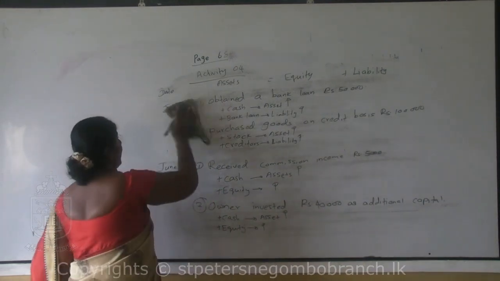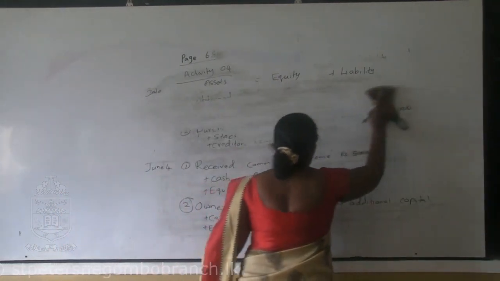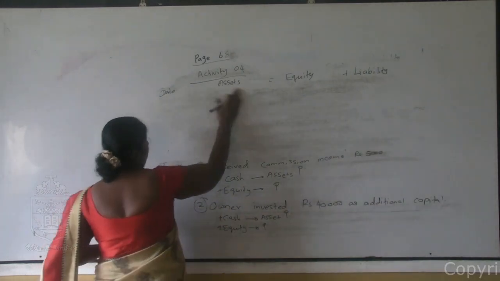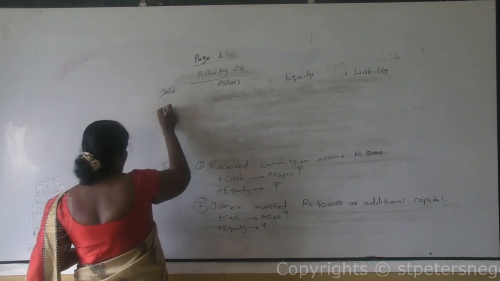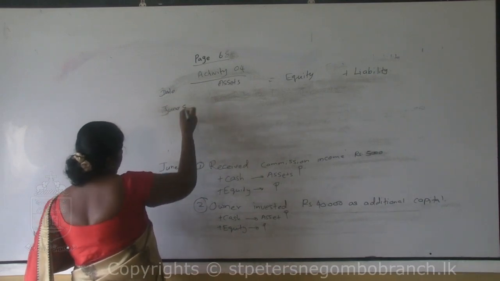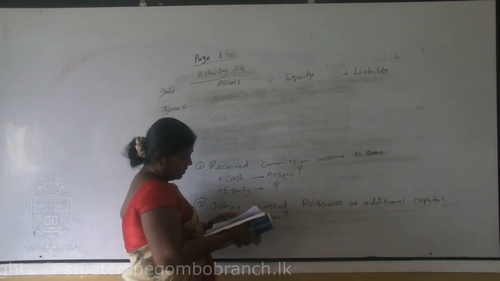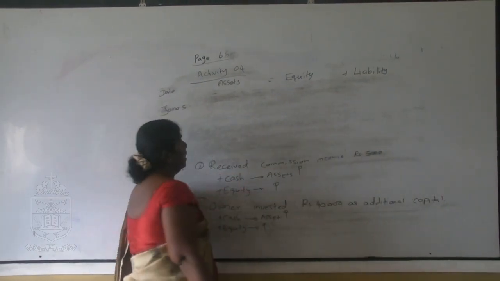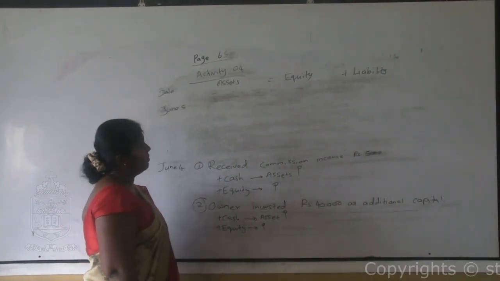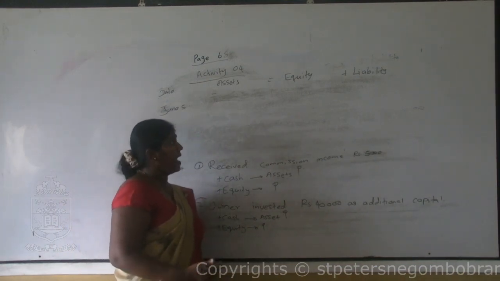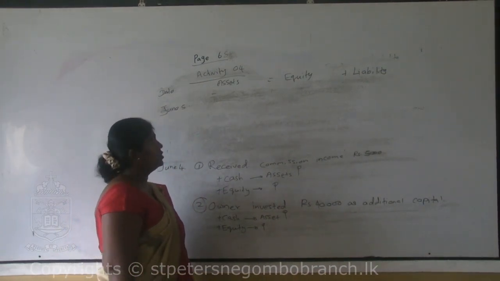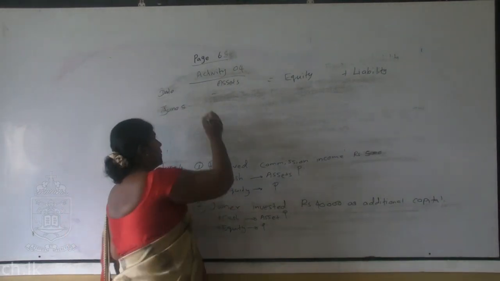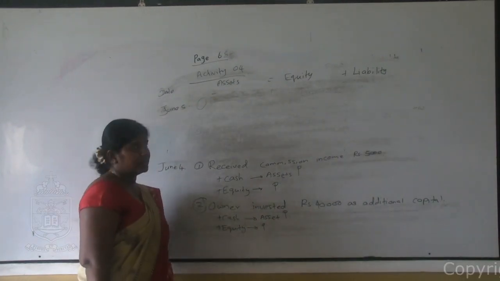Next date, 5th of June. So here assets decrease, liability decrease. In which cases do assets and liability decrease? When the owner pays the bank installments, bank loans. So at that time cash will decrease, bank loan will decrease. So you can write it as a transaction.